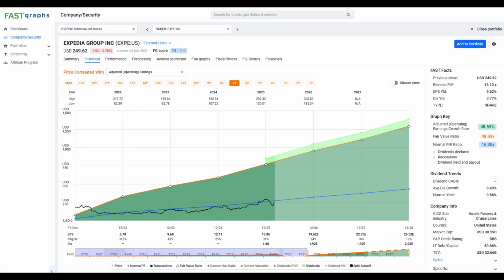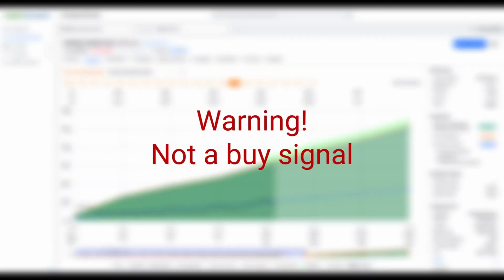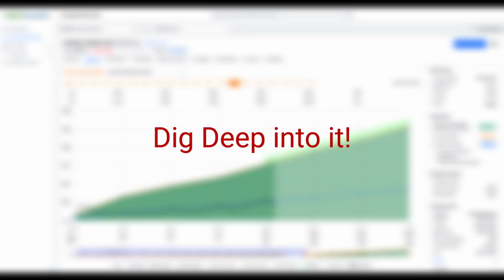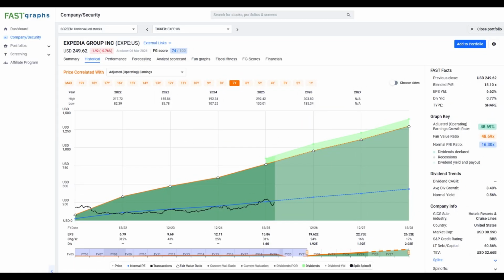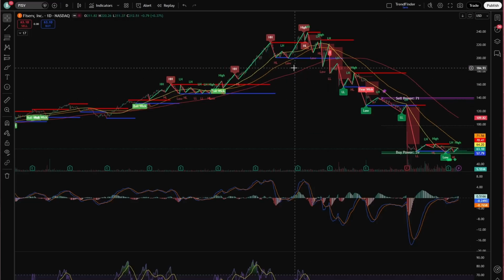So when I see a stock that appears undervalued, I don't treat it as a buy signal. I treat it as a starting point for deeper research. The goal of this step is simple. Find companies with strong fundamentals that deserve a closer look. Once a stock passes the fundamentals check, the next thing I analyze is the trend. For this, I use TradingView.